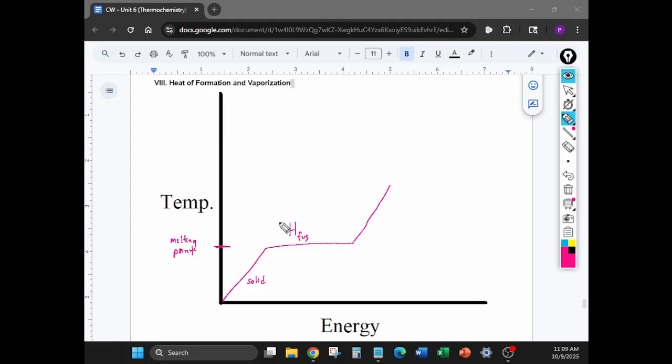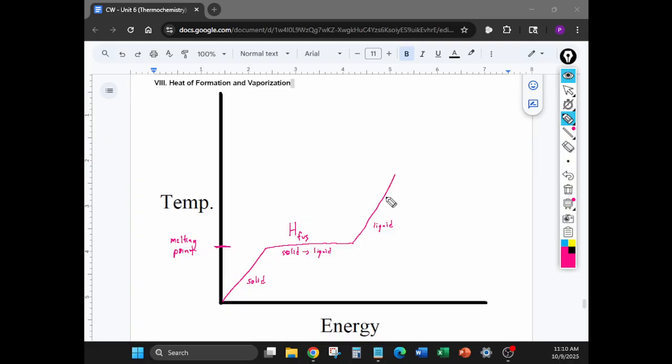So the heat of fusion is the energy required to break all the solid connections. Basically, you're breaking all of the solids into liquid particles. The energy is no longer used to raise the temperature. It's used to break up the solid molecules from one another. And then you get to the point where all of the molecules are liquid molecules. And obviously, as you heat up a liquid, the temperature is going to go up again.